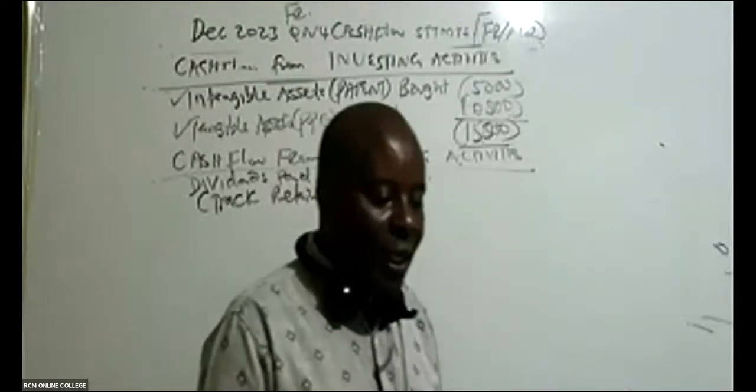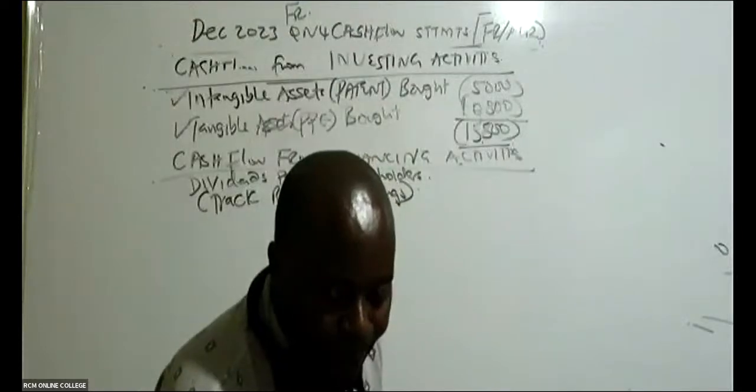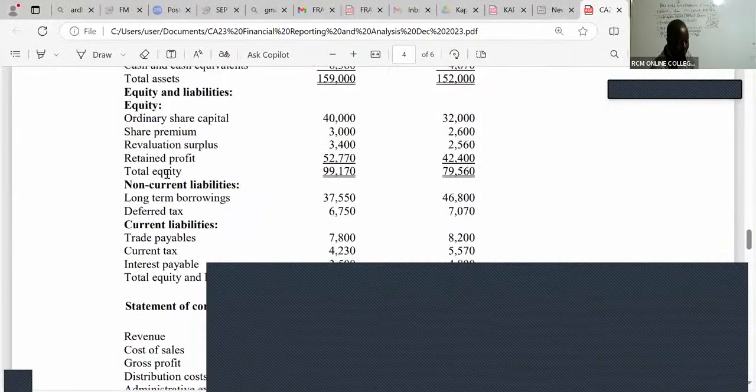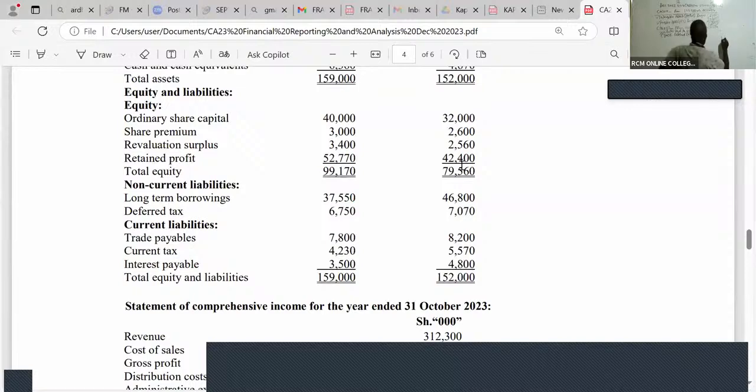So go to your retained earnings. Is there somebody who is able to see retained earnings in their balance sheet? Retained earnings is the same as retained profit. So you can see the balance brought down is 42,400. Remember, retained earnings in equity has to be credited. So the balance brought down for retained earnings, which is the same as retained profit, is 42,400.